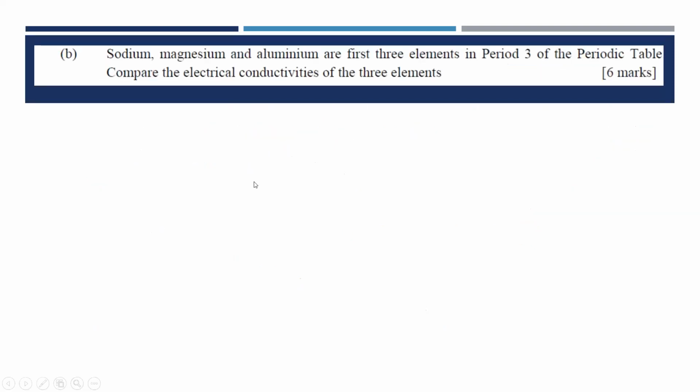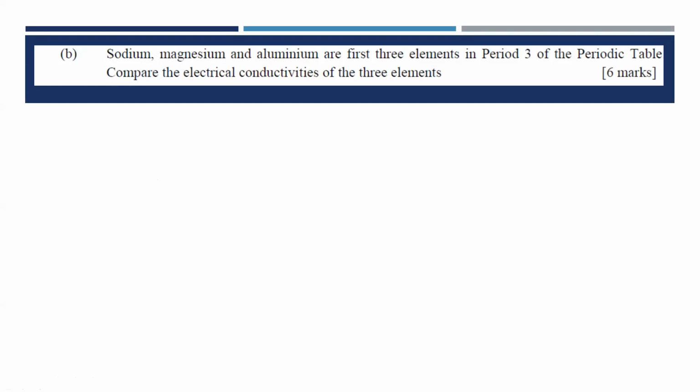Sodium, magnesium, aluminium are the first 3 elements in period 3 of the periodic table. Compare the electrical conductivity of these 3 elements. So in here, you have to use the ability to delocalize the electrons. So how do you describe in terms of that? Okay, so first of all, you have to mention that all these three are held by strong metallic bond, where each of them delocalizes electrons to form the electron sea that interacts with the metal ion.